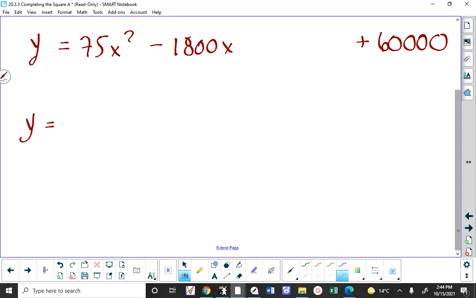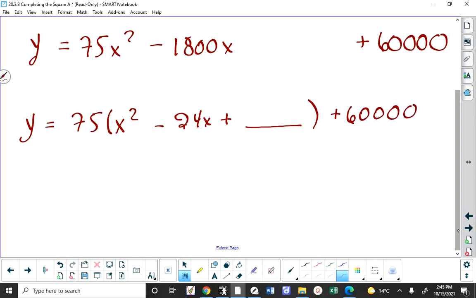Okay. So I can take 75 out of x². 75 goes into 1800. I want to say 12 times. Or is it 120? Is it 12? Oh, it's 24. It's 24. 24x plus our mystery number plus our 60,000.